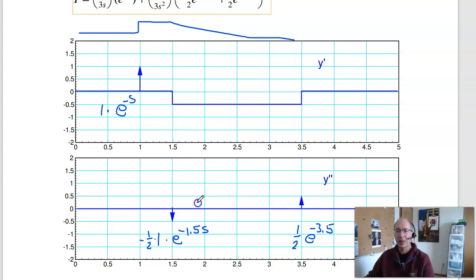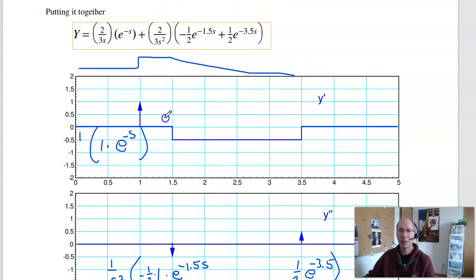Now, to get here, I had to differentiate twice. To go back, I integrate twice. This I had to differentiate once. To go back, I integrate once. And then scale by 2/3 to make it a valid PDF. So here's your overall answer.